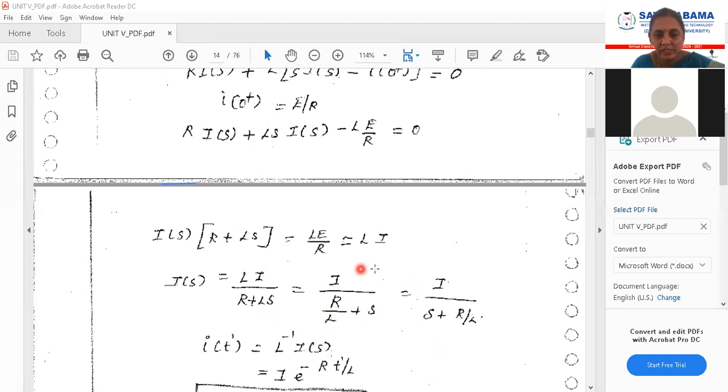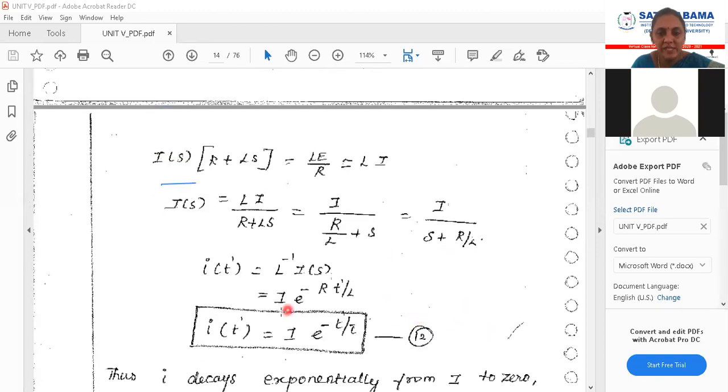Now just look at this equation. This equation is of the form 1/(S + a). Taking the inverse Laplace, you write it as e^(-Rt/L).